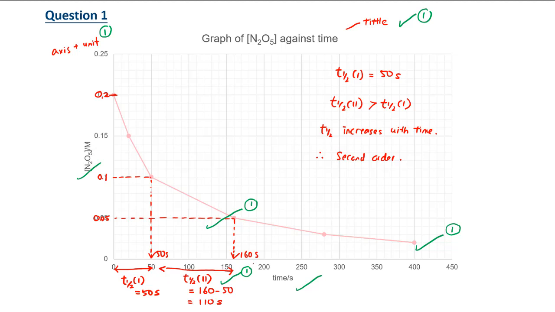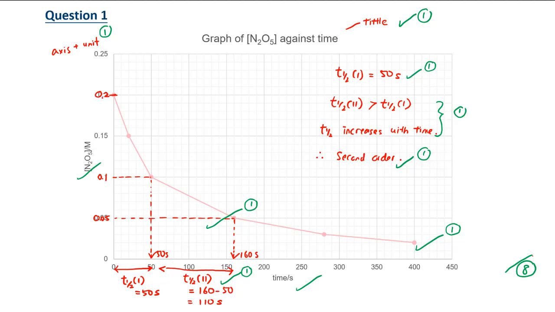And for the analysis of data, half-life with the values gives you 1 mark. The description to describe the trend of your half-life gets you 1 mark. And finally, to make a conclusion, what is the order of reaction? In this case, second order gives you another mark. So in total over here, you have 8 marks, more or less the same. Sometimes it's about 5 to 8 marks like that.